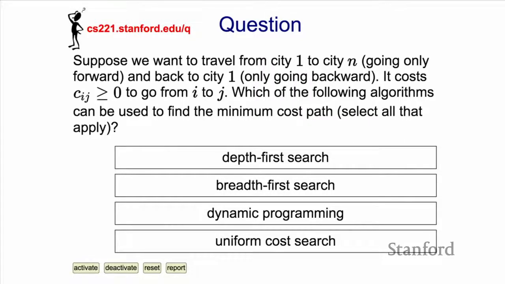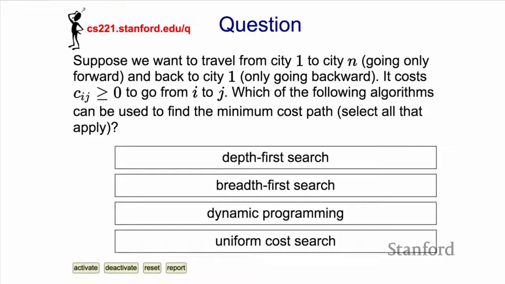So first, just a quick review of what you learned last time. You saw all of these different approaches for doing search last time. So if you recall from last lecture, we had this problem where we wanted to travel from city 1 to city n, only going forwards. And the cost of going from city i to j was given by this cost c sub ij.